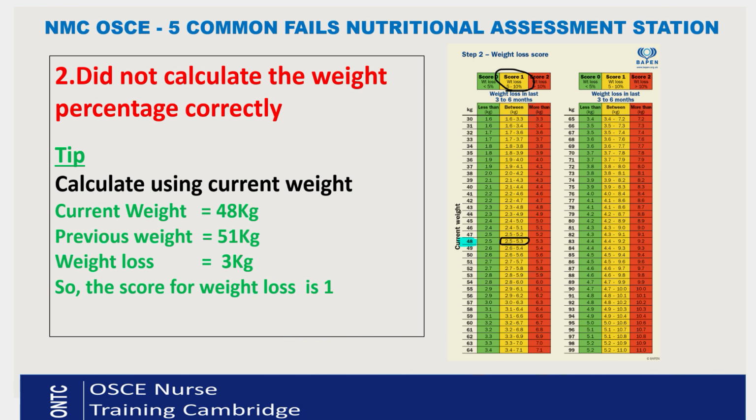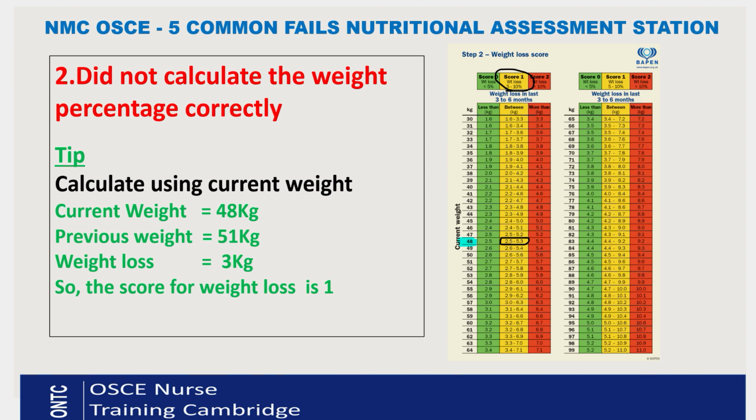So next one is did not calculate the weight percentage correctly. That's the other common fail. Again, why can't people calculate the weight percentage? They can work out the weight difference. If your scenario says the patient was 51 kilos before and now they're 48 kilos, you know the difference is 3 kilos, so that's easy to work out. But where people make a mistake is working out the weight loss percentage, because then you need to change those kilos into percentage body weight loss, and they give you a chart to do that, as you can see the weight loss chart on your screen.